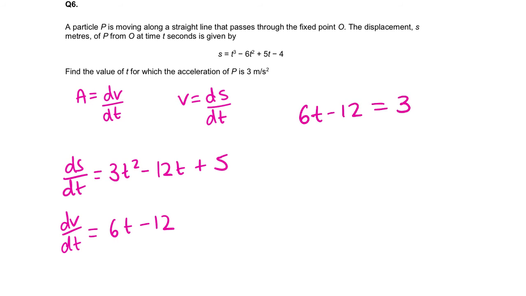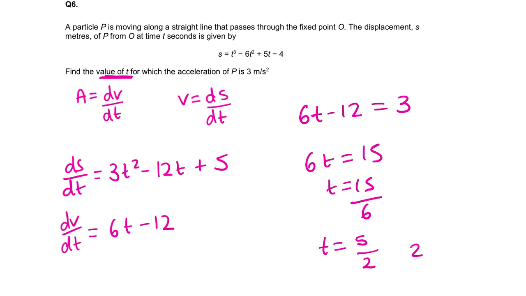Okay, don't just go ahead and substitute numbers anywhere. Figure out what it wants. It says find t. So 6t equals 15. t equals 15 over 6. So this is 5 over 2, which is 2.5. There we have it. Nice, easy, 4 marks.